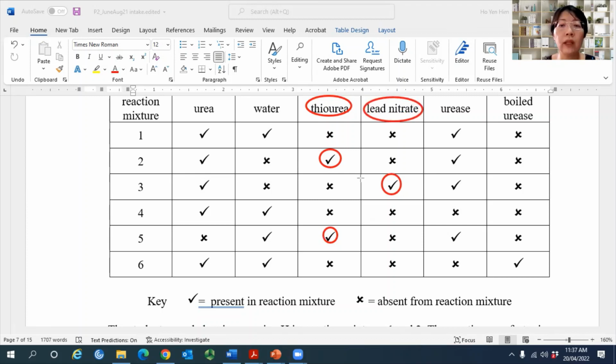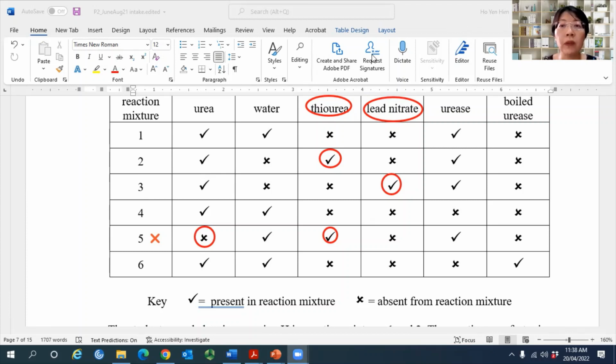Then between these 3, which is the one that has no reaction? Then you have to check. Now, number 5, you already said no reaction because there is no urea, no substrate. So number 5 cannot be the answer for no reaction because of the inhibitor. So number 5 is out. That leaves 2 and 3. So between 2 and 3, which one is the one that has no reaction?